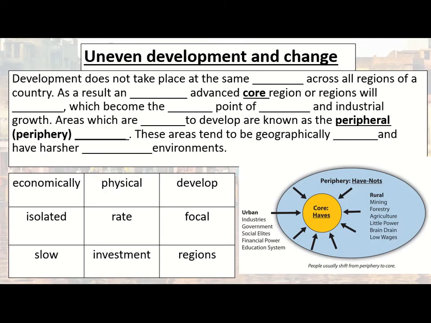And here's a good old-fashioned copy and complete for you to do. What I'd like you to do is pause the screen and use the 9 words in the box on the bottom left-hand side to complete the gap. So copy and complete, please, with the subheading Uneven Development and Change. When you're ready, unpause the screen, and then we'll move on to the next part.